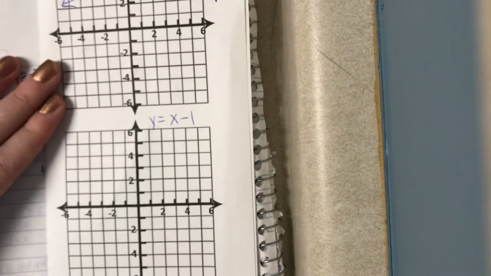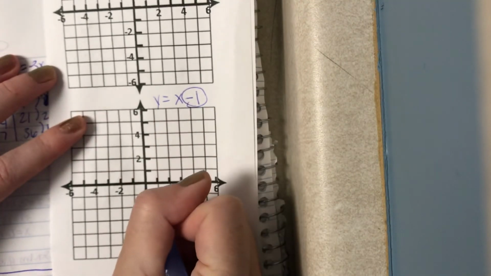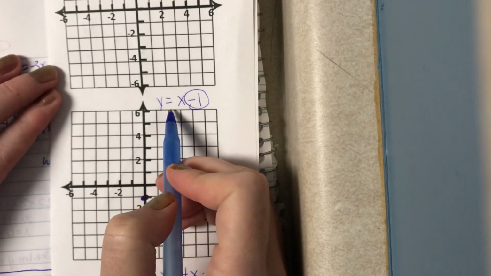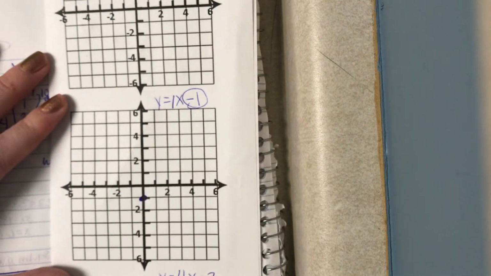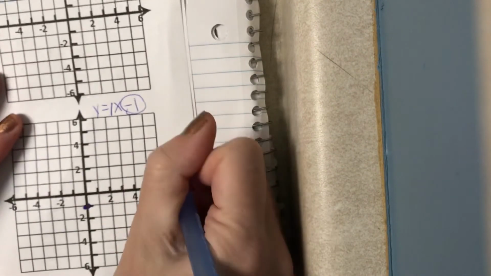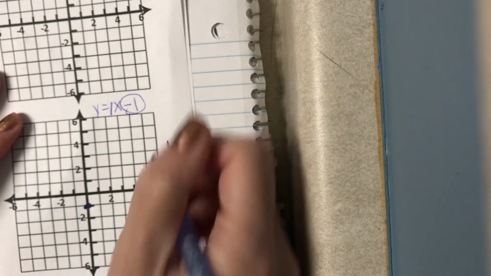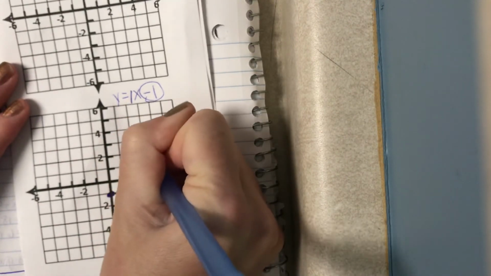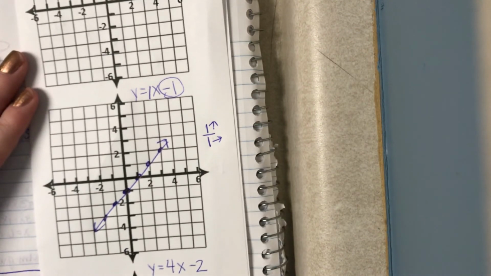Next one. Y equals x minus 1. So I'm starting with my y-intercept, so I'm starting at -1. And my slope this time, there's nothing in front of the x. So if there's nothing in front of the x, that means 1x. So your slope is 1 over 1. So nothing in front of the x, your slope is 1. So up 1 over 1. So nothing in front of the x just means 1. If it says -x, that means -1. So this is what my line is going to look like. Positive slope, line going up.